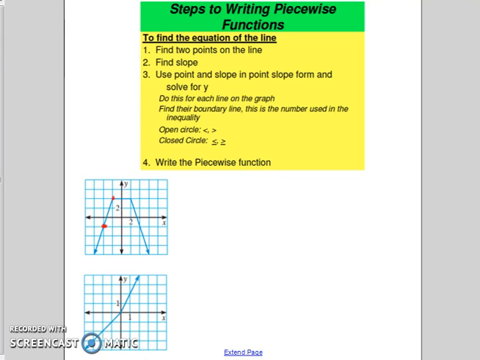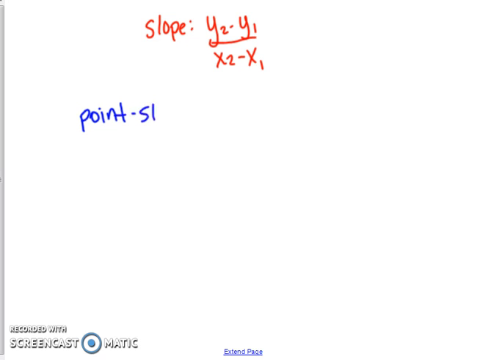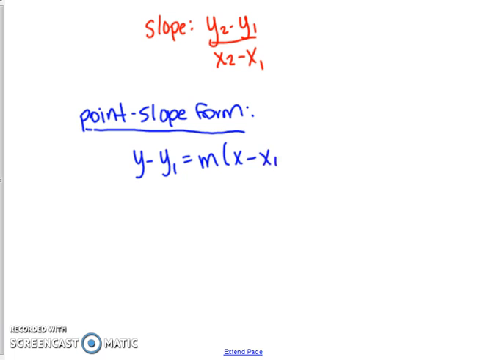Okay, so if I want to find the slope, this is kind of like a refresher. To find the slope, I have to do y2 minus y1 over x2 minus x1. Okay, so that will find us the slope. Then we use point-slope form. If you don't like point-slope form, you can use slope-intercept form, but point-slope form will be a little bit faster. So point-slope form is when you have y minus y1 equals m times x minus x1. Okay, so you should remember this from algebra.